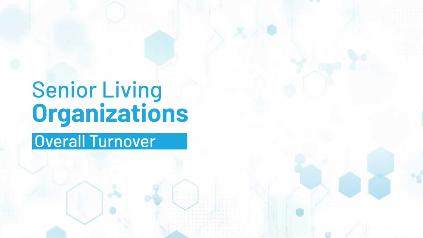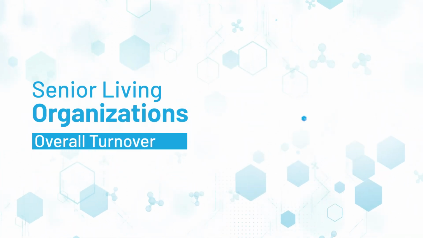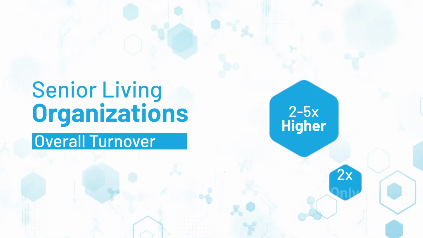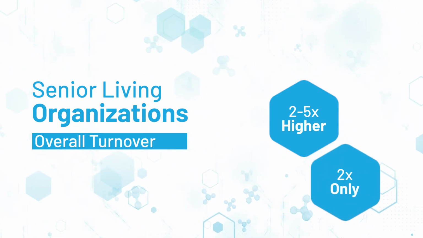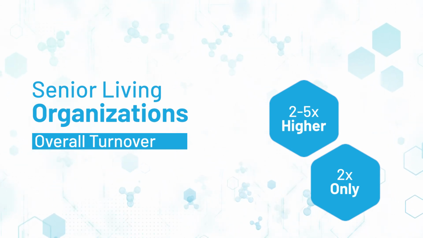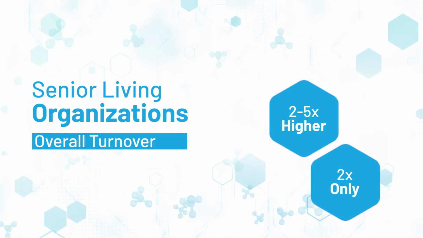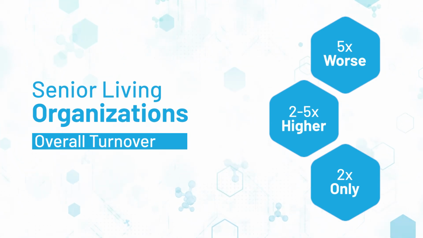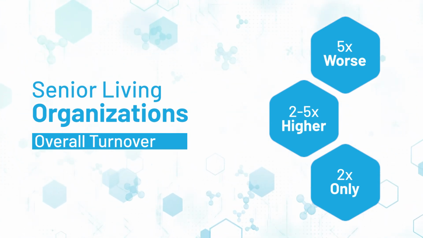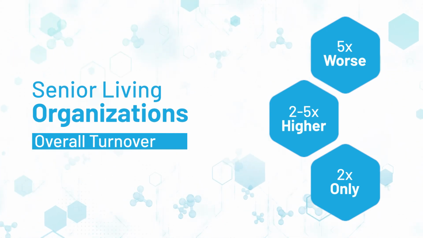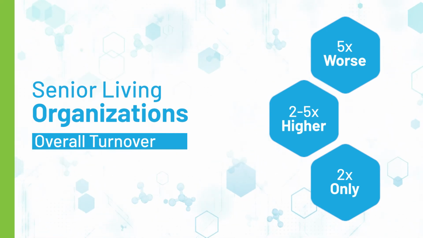In the senior provider space, turnover rates are typically around 2 to 5 times higher than in the hospital sector. On the low side, annual turnover for RNs in home health was only twice the turnover for RNs in hospitals. On the high side, in long-term care settings, turnover was over 5 times worse than in hospitals, with annual turnover for RNs, LPNs, and CNAs all averaging over 100% in previous years.